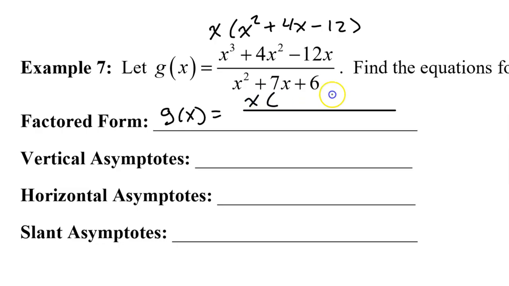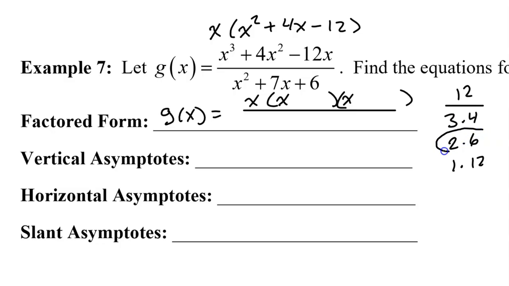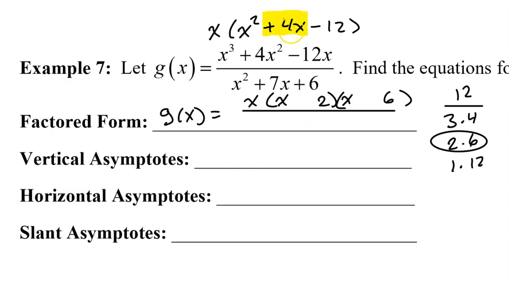So we have x times binomial times binomial. X squared will be x times x. 12 will either factor as 3 times 4, or 2 times 6, or 1 times 12. But inner plus outer must equal the middle of 4x. So let's use the 2 times 6. To get a middle of positive 4x, we need the inner to be negative 2x and the outer to be positive 6x. Now let's factor the denominator.